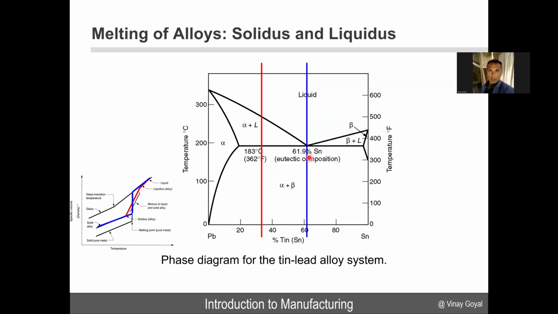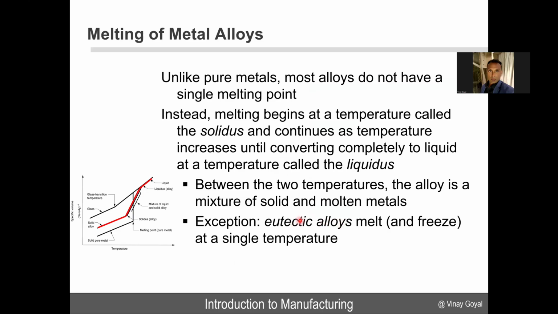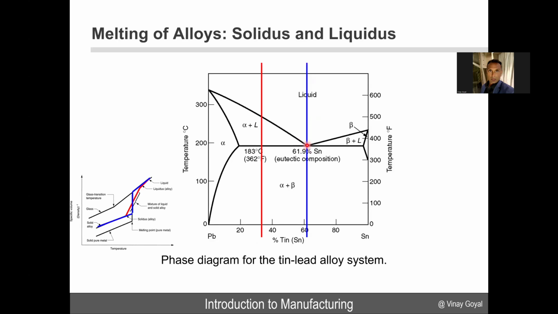Then there's an interesting point here called the eutectic composition. At this particular composition, 61.9%, at this particular temperature of 183 C, you can see that the behavior can go from a mixture of solid that has tin and lead to liquid suddenly through this point. And that's what I meant when I said there are certain alloys that have a eutectic point where you can go from solid to liquid suddenly. That happens at this particular point, that composition.